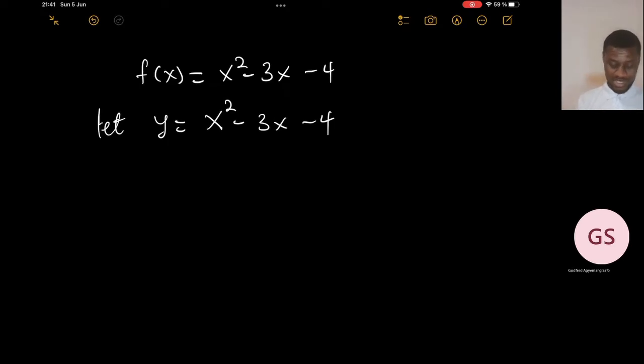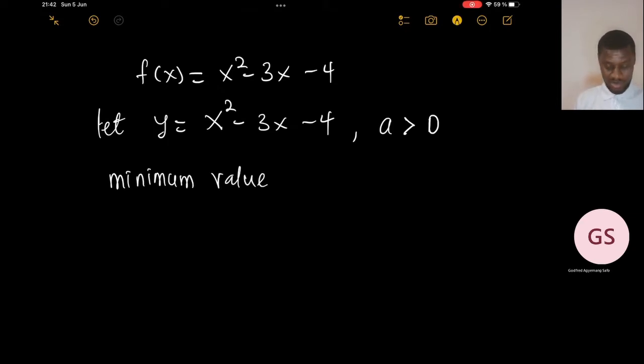Now, what you need to take notice of is the value of a. From here, a, the coefficient of x squared, is greater than 0. A is positive. So once you know a is positive, it means the curve will have a minimum value, and the curve is U shape. Once a is positive, we know the curve is U shape and has a minimum value.